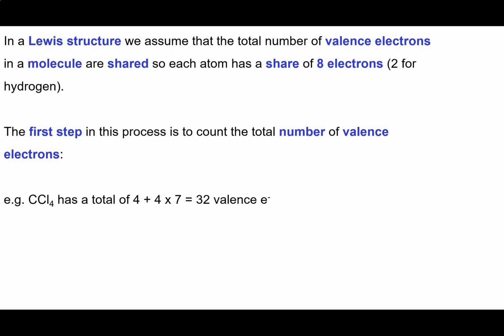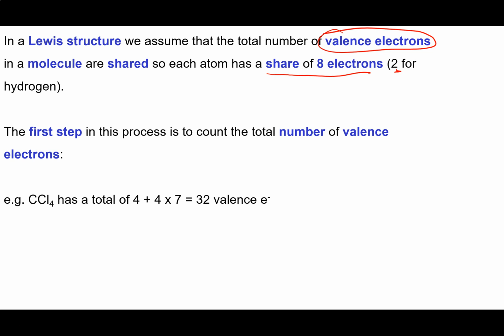So the first thing we should realize is that in a Lewis structure, we're assuming that the total number of valence electrons is what the molecule is going to use to hopefully ensure that every atom has a share of 8 electrons, or 2 if it's hydrogen. So what we're going to do is pull all of the valence electrons together, and then attempt to distribute them so everybody gets a share of 8, or the widow atom hydrogen gets its share of 2.